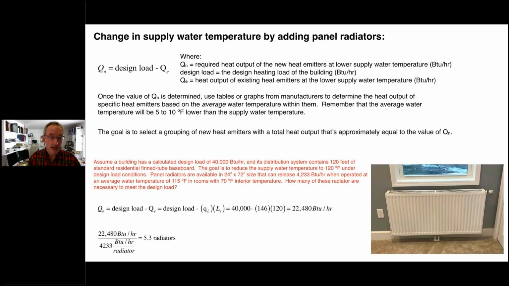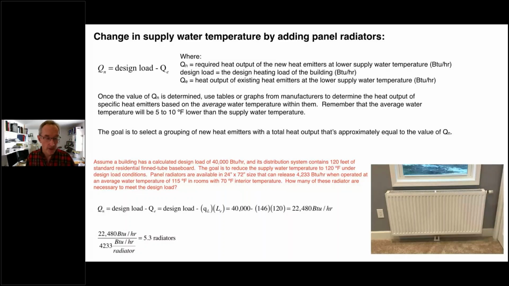Let's assume we had that same house, 40,000 BTUs per hour. Distribution system's got 120 feet of existing fin tube. We want the water temperature to be 120 degrees. And let's say that we've decided to go, and just for the sake of illustration, I took the 2-foot by 6-foot panel. That's a pretty big panel, but at that low water temperature, it puts out about 4,200 BTUs per hour. So how many panels do we need?